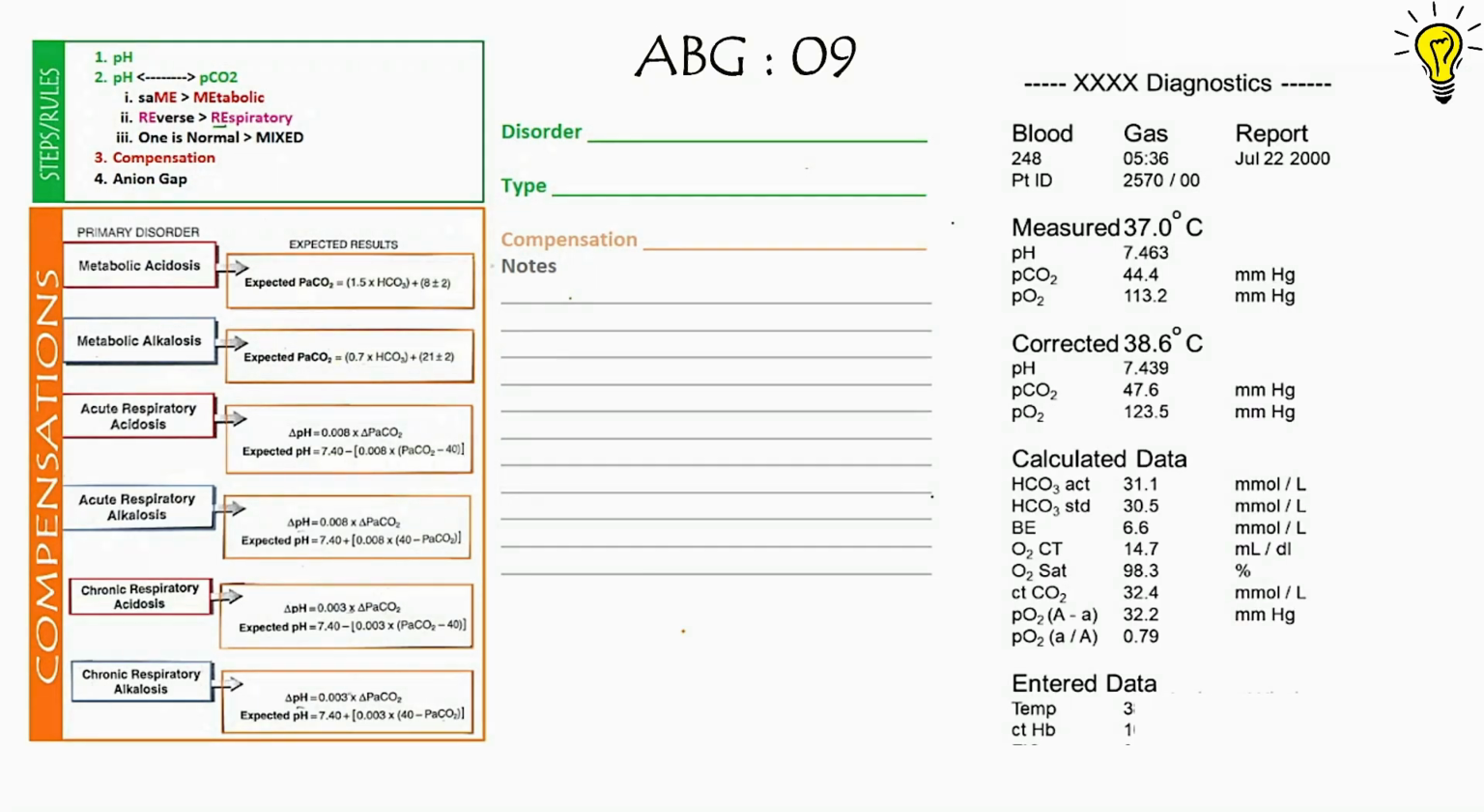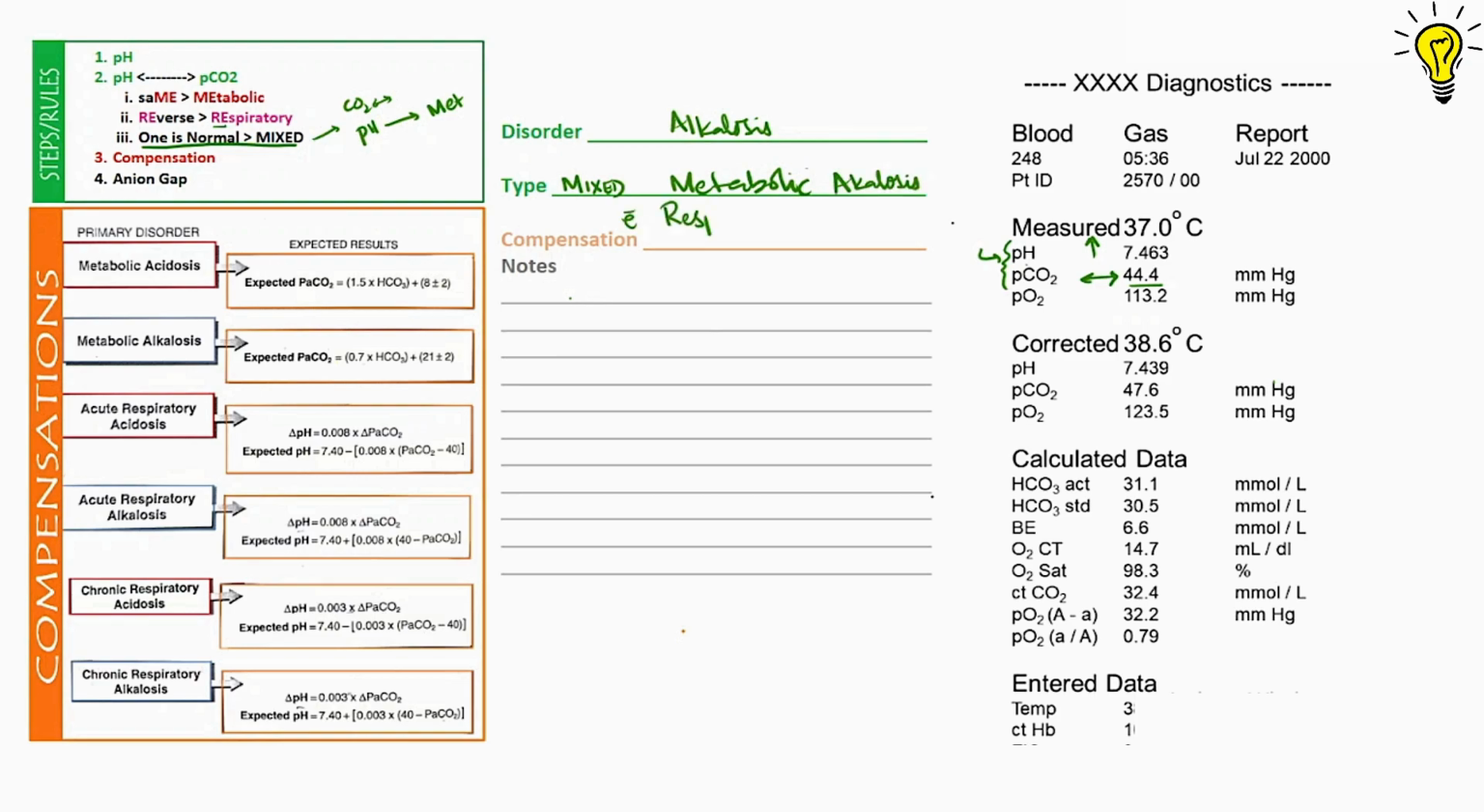ABG 9. So what's happening here? pH is upgoing, so alkalosis, but carbon dioxide is normal. So now pH will dictate the terms. Upgoing pH means mixed metabolic alkalosis with respiratory acidosis.